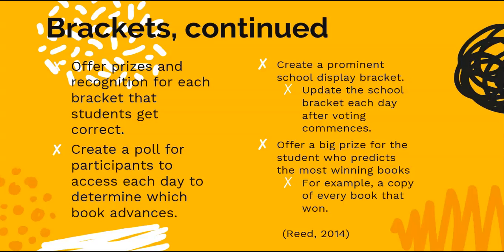So another way to increase involvement with this activity is by offering prizes and recognition for each bracket that students get correct. Create a poll for participants to access each day to fill out and determine which book advances next. In the school, create a really prominent bulletin board display of the bracket. Update that school bracket each day after voting commences so that everyone knows what has gone on to the next round. We also offer a big prize at the end for the student who predicted the most winning books.